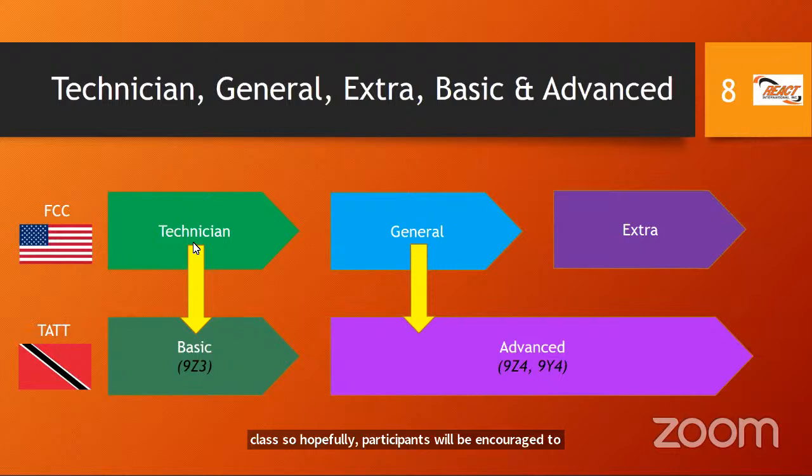And in Trinidad and Tobago, once you've got your technician, again, basic class license, the prefix will be 9Z3. That's the call sign that you'll be assigned by the Telecoms Authority. 9 Zulu 3 and letters following after will be your call sign. When you get your advanced class license in Trinidad and Tobago, you will have a 9Z4 or 9 Zulu 4 or a 9Y4 or 9 Yankee 4. That will be the prefix of the call sign.